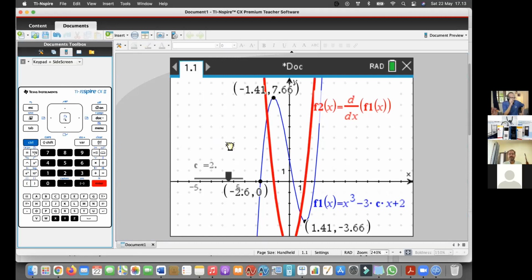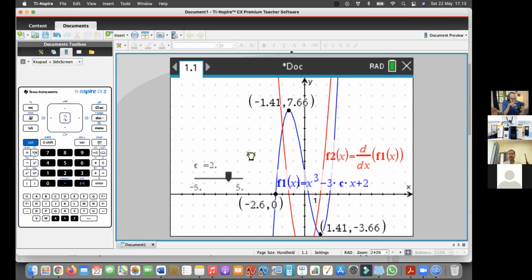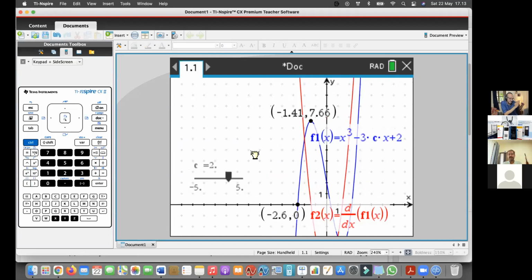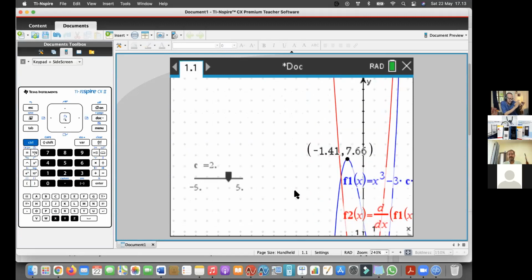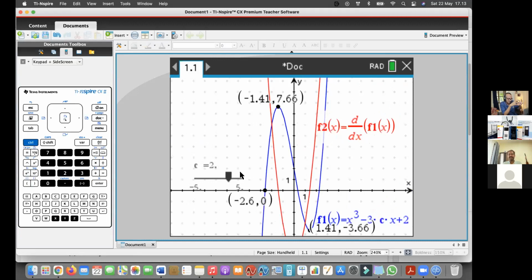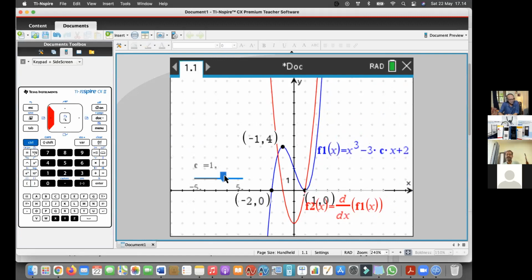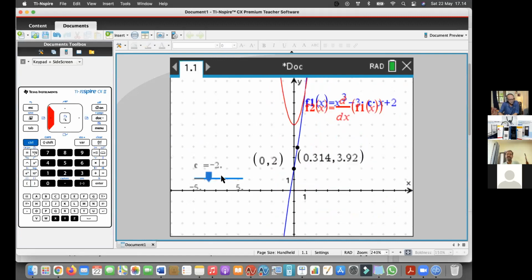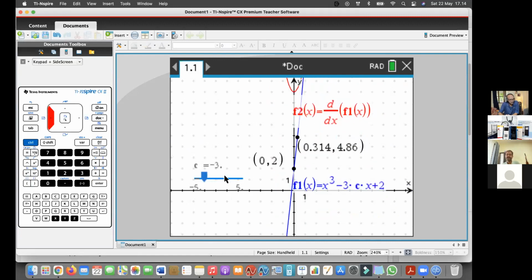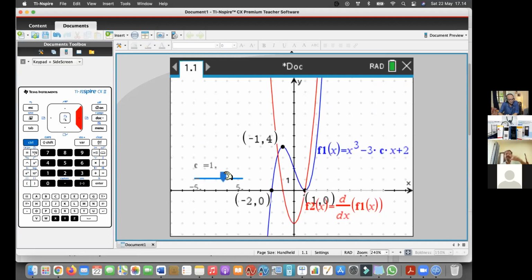So even without a definite value of c, because you have given the slider, it works for that value. Now if you change the slider, the F2 or the derivative graph will also change. So when we change the slider now, what happens? You see, the derivative is also changing. And in a later part, we may use it. I'm not saying that we will be using it, but we may use it.